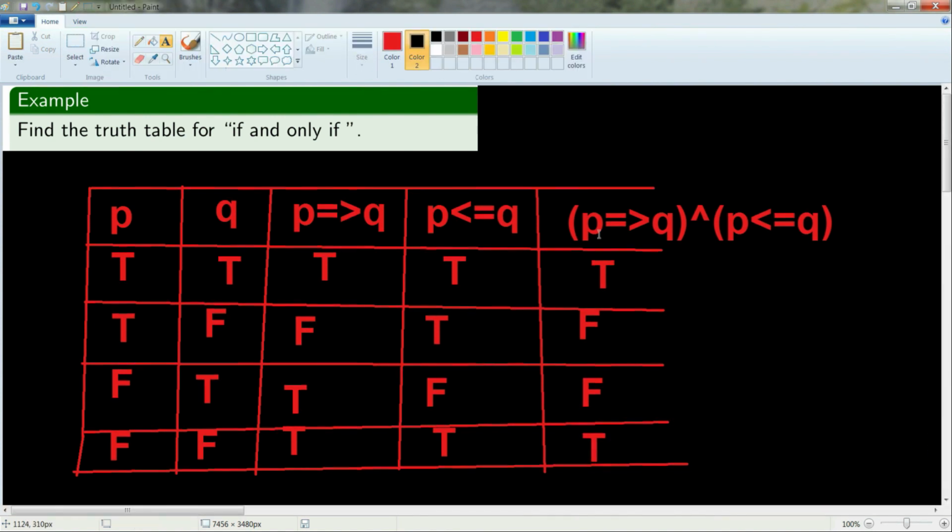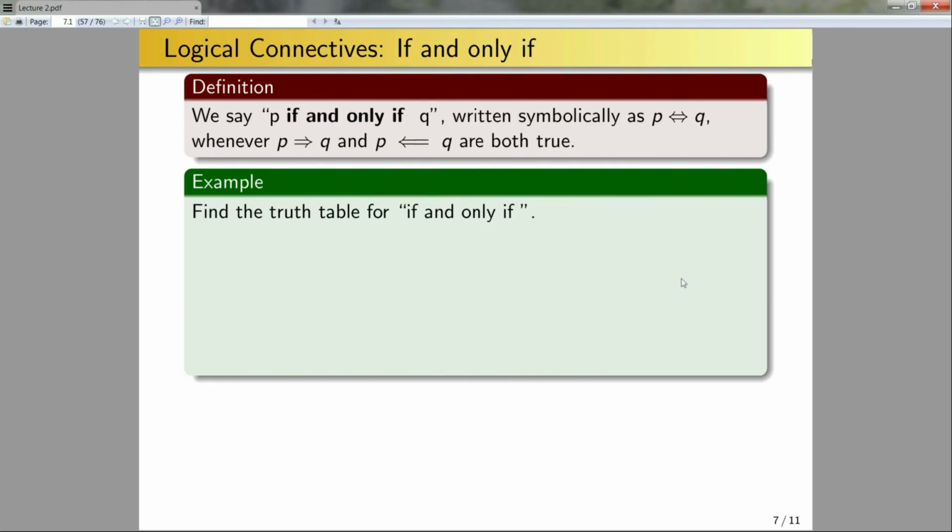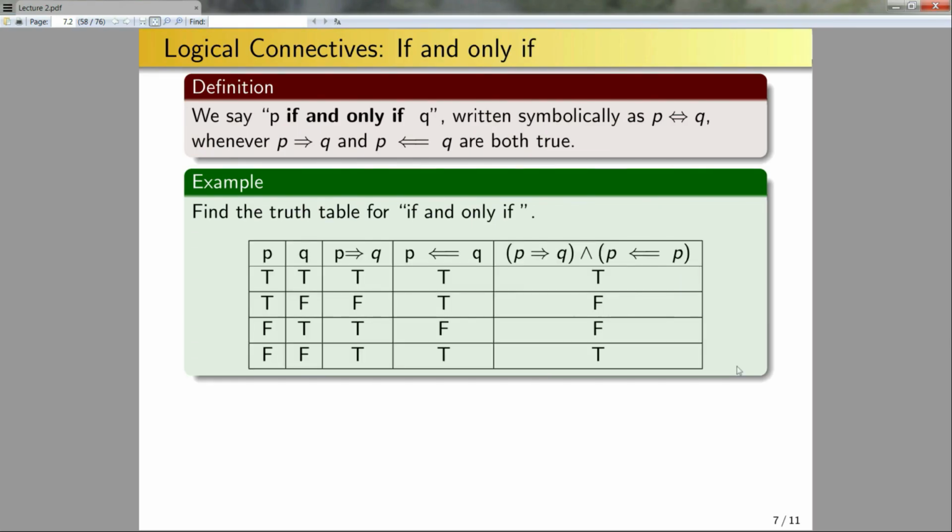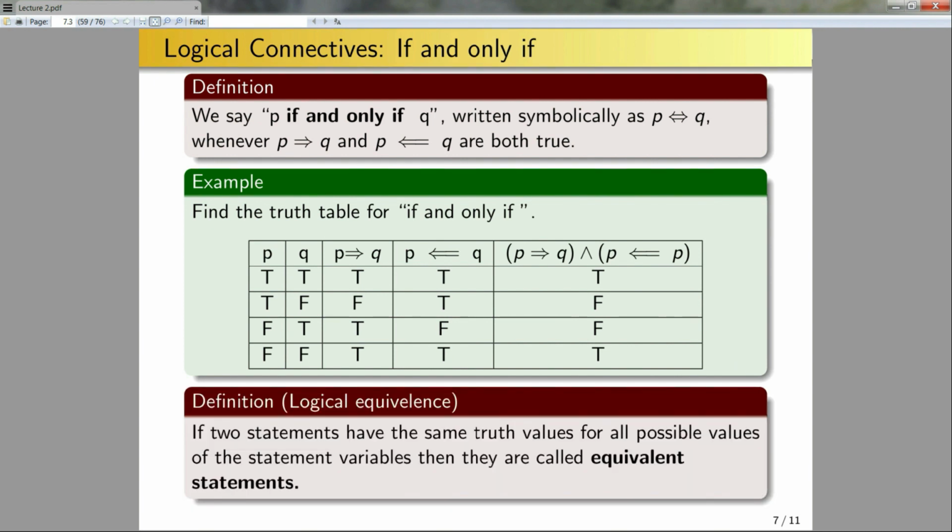So the truth table for P if and only if Q is given by this column here for P, this column here for Q, and this column here. These extra columns that I built in the middle are how I can prove that this is the truth table for if and only if. So going back to the lecture slides, this is the truth table for if and only if, which is exactly what we wrote. So now before we go further, I want to define logical equivalence.